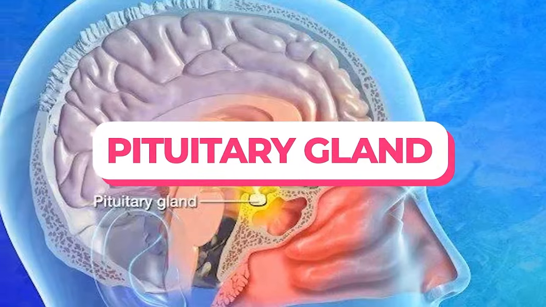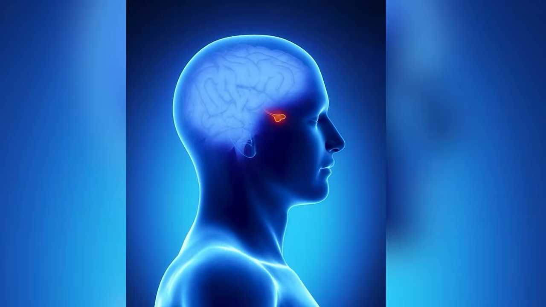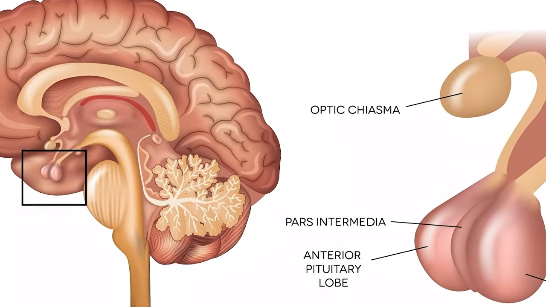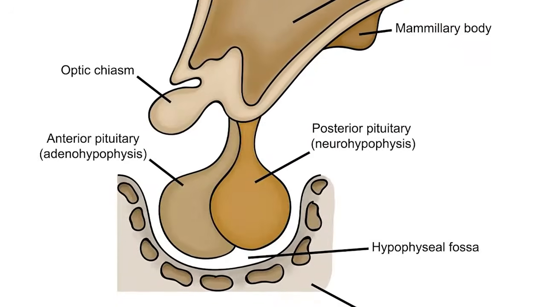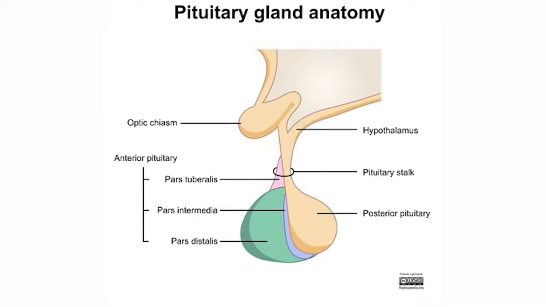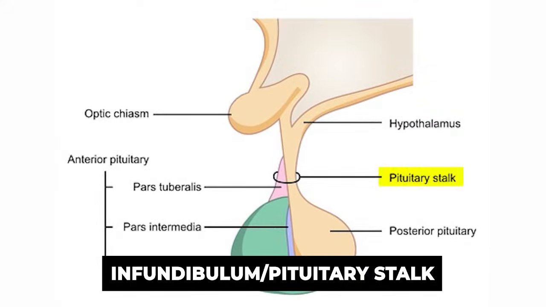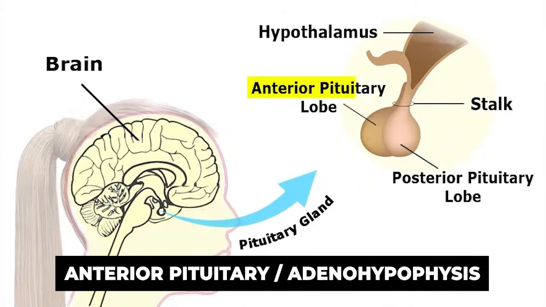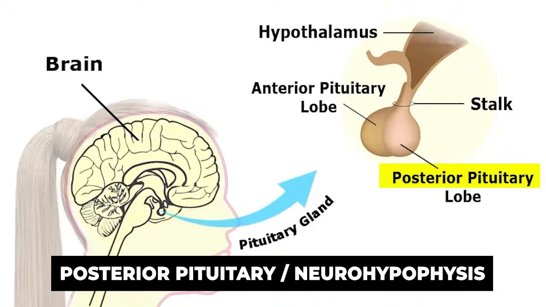Pituitary gland. The pituitary gland, often termed the master gland, is a small, pea-sized structure that plays a crucial role in the human endocrine system. The pituitary gland is situated at the base of the brain, right below the hypothalamus, and is housed within a bony structure called the sella turcica of the sphenoid bone. It is attached to the hypothalamus by a thin stalk known as the infundibulum or pituitary stalk. The gland is divided into two primary sections, the anterior pituitary, or adenohypophysis, and the posterior pituitary, or neurohypophysis.